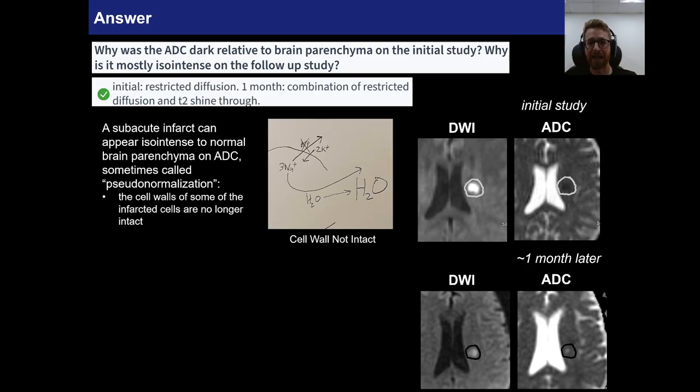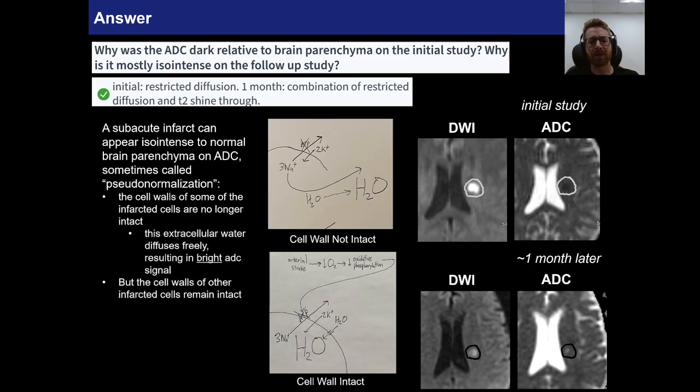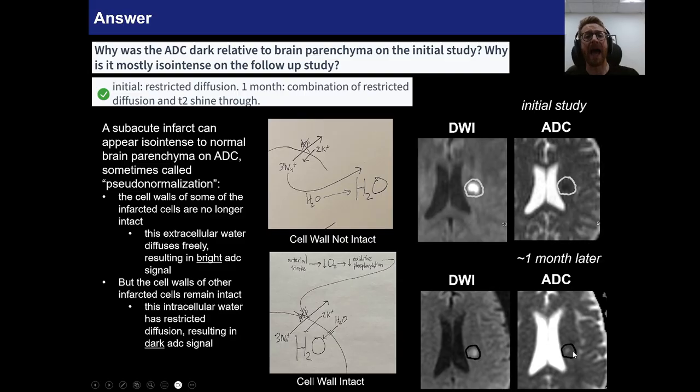That's going to have a bright ADC. And then we have some other cells that are dead, but their cell walls are still intact, and so the water remains intracellular, and their diffusion is restricted. So the ADC is going to be black. When we have a mix of these infarcted cells, some with intact cell walls and some with lysed cell walls, the ADC is going to average out and look normal, when in fact the situation is not normal. So if you see bright DWI signal and normal signal on the ADC, ask yourself, hey, maybe this could be a subacute infarct, especially if you have a prior study where you clearly saw that it was acute.